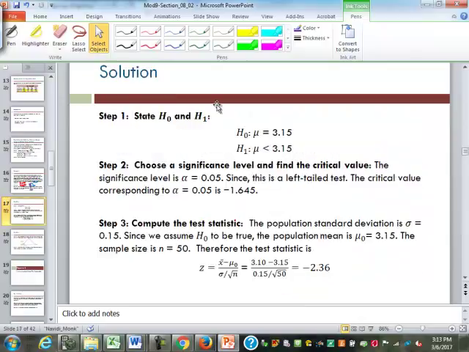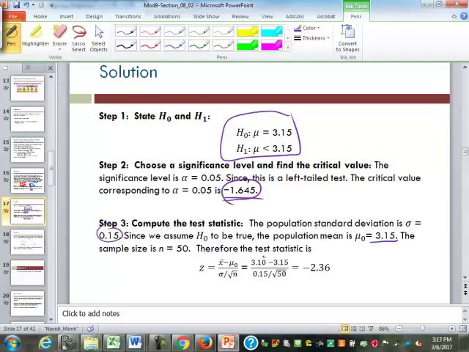So we made our hypotheses just as I showed you. Our significance level is 0.05, and we found our critical value to be negative 1.645. The population standard deviation is 0.15, so we know the population standard deviation. Since we assume H0 to be true, we're going to use 3.15 as the population mean.